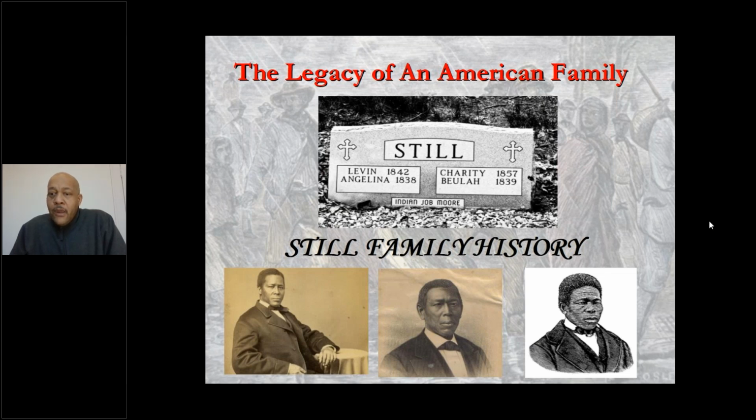All right, so the title of my presentation is also called The Legacy of an American Family, because my history, African-American history, is American history for the most part, for much of it. So the first slide I have here is the headstone of Levin and Charity Still, which is out in Shimon. You'll see the names Angelina and Beulah. Angelina was the first wife of Dr. James Still, and Beulah his first daughter. As you see here, Angelina died in 1838, and Beulah died a year later.